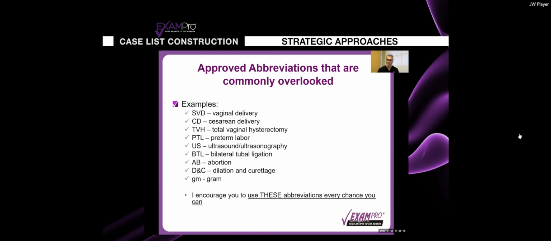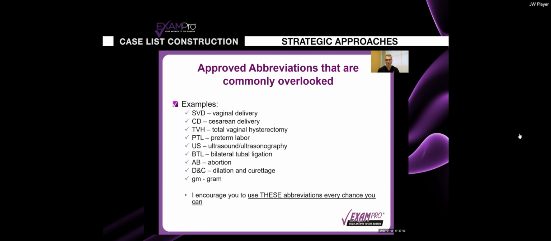All right, I'm just going to touch on a few more abbreviation slides. I find that a lot of the approved abbreviations are overlooked, and I want to make sure that you don't overlook them. So here's a few really common and often overlooked abbreviations. SVD. Any delivery that you perform that's not a cesarean delivery or a vacuum or forceps delivery is essentially an SVD. You even have an SVD when you have a shoulder dystocia, because the shoulder dystocia is a complication that occurs after the delivery starts.